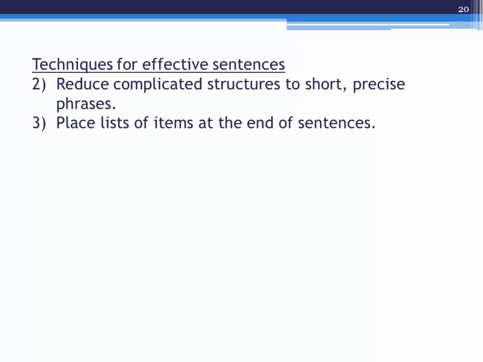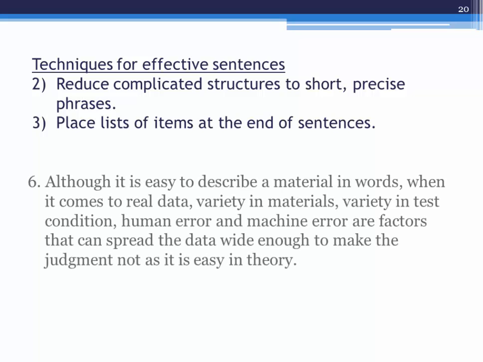Techniques 2 and 3 for effective sentences are to reduce complicated structures to shorter, more precise phrases, and to place lists of items at the end of the sentence. Let's look at example 6, another sentence from student writing. "Although it is easy to describe the material in words, when it comes to real data, variety in materials, variety in test condition, human error, and machine error are factors that can spread the data wide enough to make the judgment not as it is easy in theory." This writer got so lost in the sentence, she didn't even catch the typo at the end of it.